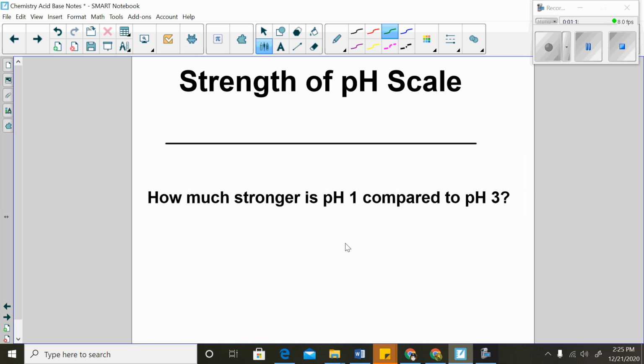So let's take a look at the pH scale. So the scale ranges from, let me actually color code this, 0 to 14. And I'm using these colors for a reason. And then right in the middle, you have 7. So 7 is considered neutral.